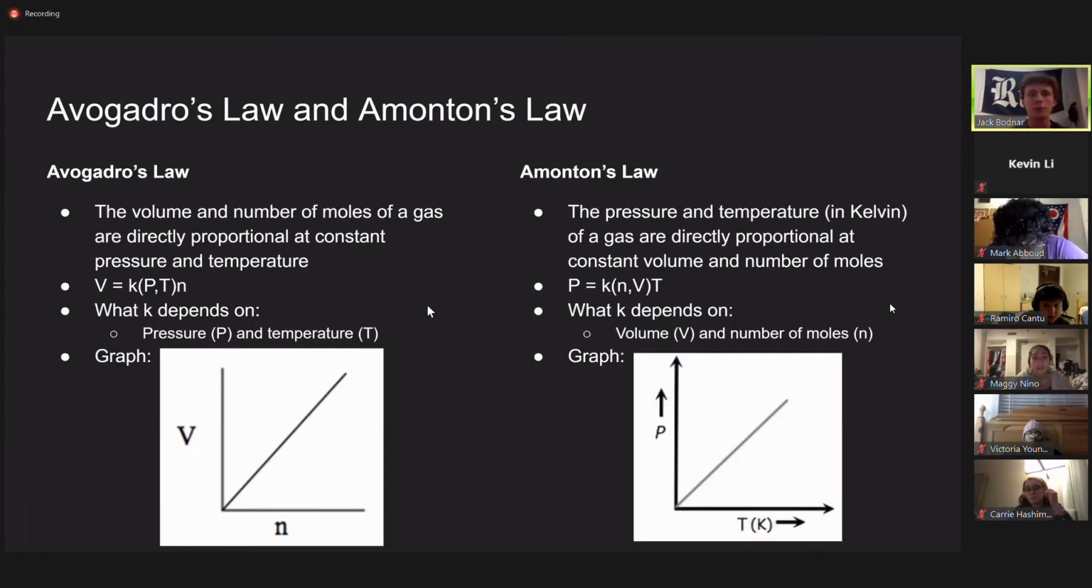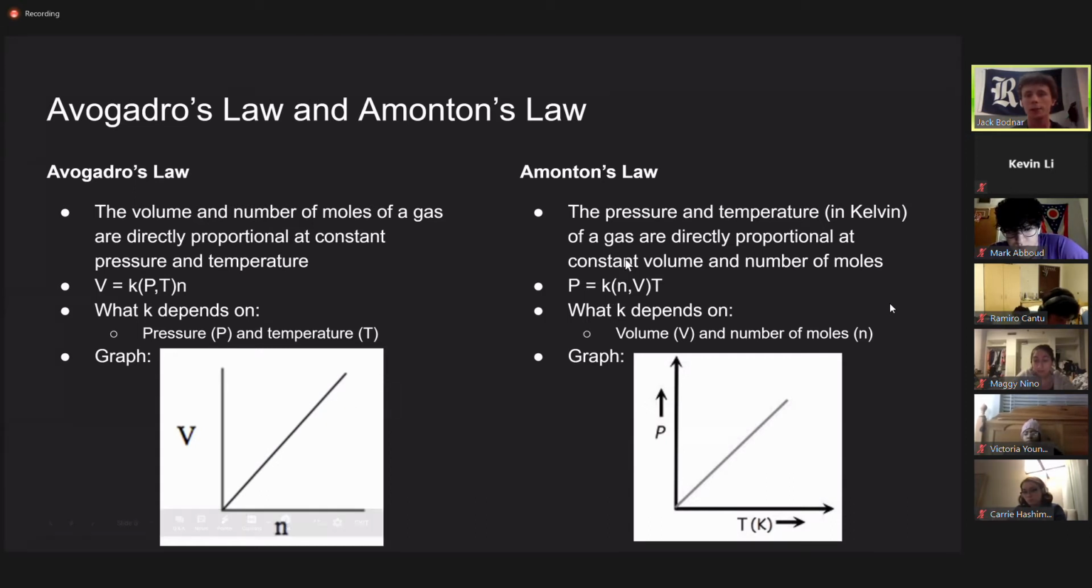Finally, we didn't talk about these two laws as much, but Avogadro's and Amontons' laws are both part of these gas laws that we looked at. Avogadro's law, hopefully a refresher from first semester: volume and number of moles are directly proportional for constant temperature and pressure. We write that as V equals K as a function of P and T times N, where K depends on pressure and temperature. If we graph moles versus volume, we would see a linear relationship.